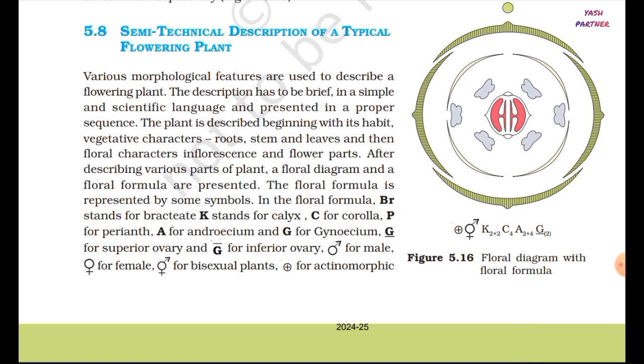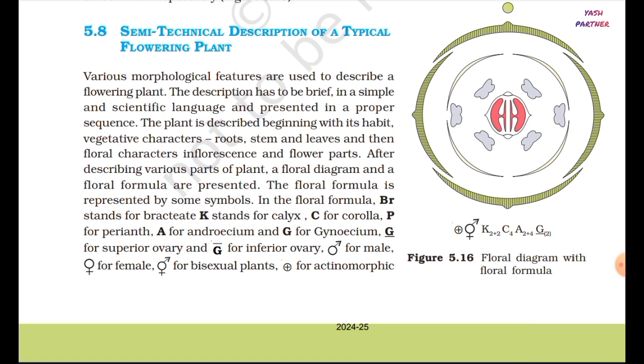5.8 Semi-technical description of a typical flowering plant. Various morphological features are used to describe a flowering plant. The description has to be brief, in a simple and scientific language, and presented in a proper sequence. The plant is described beginning with its habit, vegetative characters, roots, stems, and leaves, and then floral characters, inflorescence, and flower parts. After describing various parts of plants, a floral diagram and a floral formula are presented.